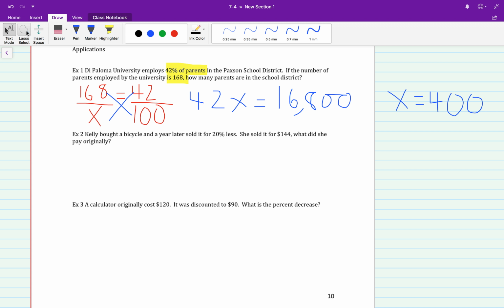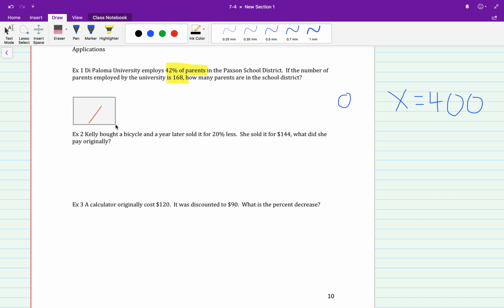I'm going to work this same problem with another method. I'm going to leave the answer up here because the answer is 400, so there's no reason to get rid of that. But this time I'm going to work it by writing a number sentence. So I've got 42%, which I'm going to write as a decimal. When I use my number sentences, I change this to a decimal. With the is over of method, I don't have to worry about it.